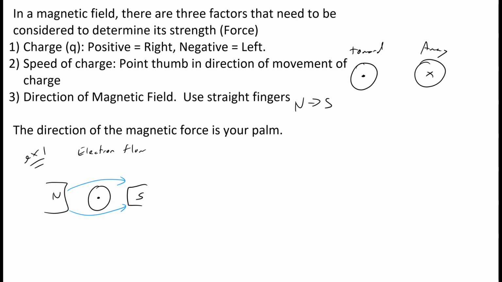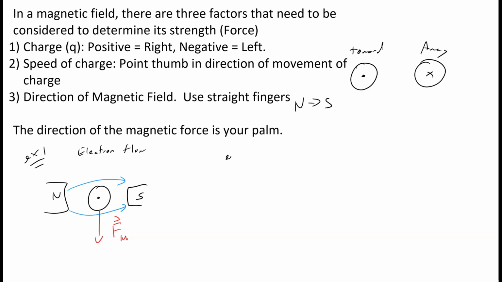So look at your left hand. And what I want you to do at home is look at your hand so that your thumb is pointing towards you. Now your fingers should be pointing to the right because your fingers are pointing from north to south. What you want to look at is your palm. And what you see is that your palm is facing this way. Therefore, we know this is the direction of magnetic force.